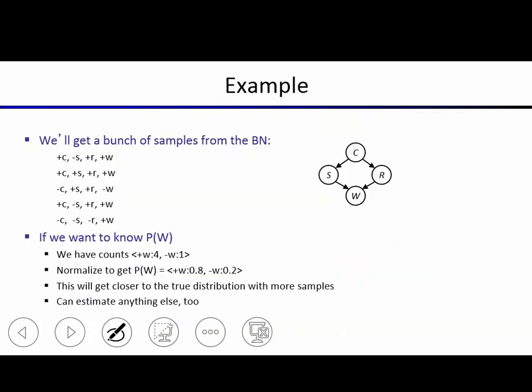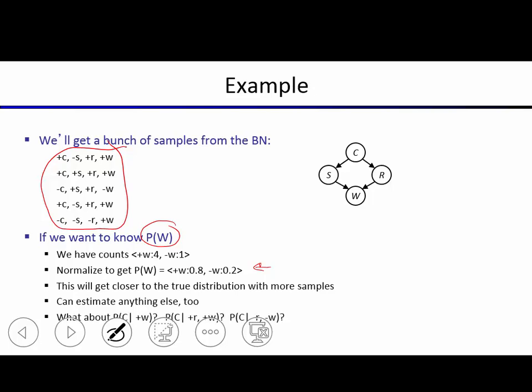Okay, so let's look at an example. Let's say we ran prior sampling and we got this set of samples here. If we want to know the probability of W, we can look at those samples and see that four times we have plus W, one time we have negative W. From that, we compute our estimated probability for plus W and negative W to be 0.8 and 0.2. From the previous slide, we know our procedure is consistent. If we kept sampling more and more, this will get closer and closer to the actual answer.